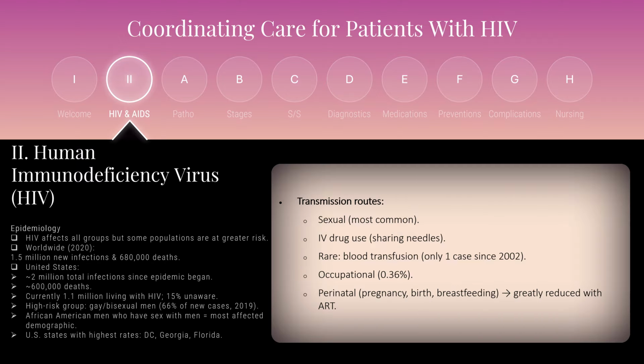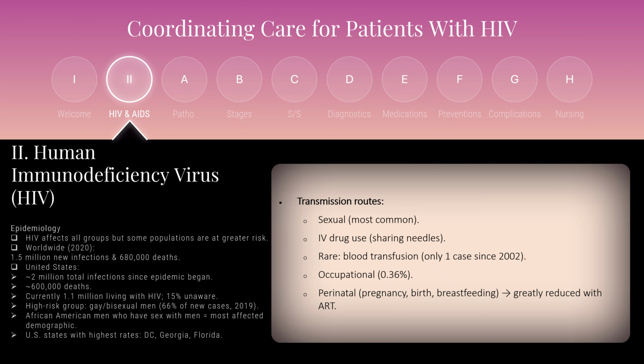So how it spreads is by blood products, unclean needles or unscreened blood, by having unprotected vaginal, anal or oral sex, and from mother to baby, by pregnancy, labor or nursing.